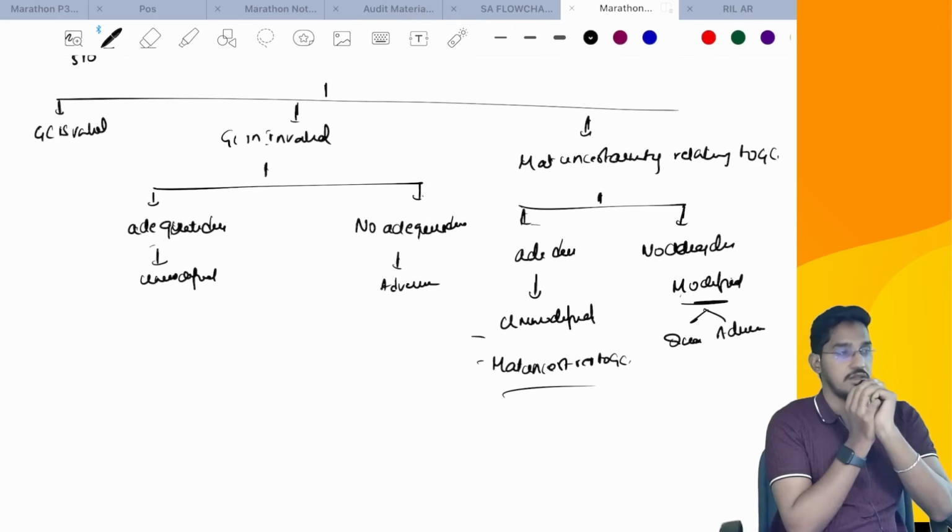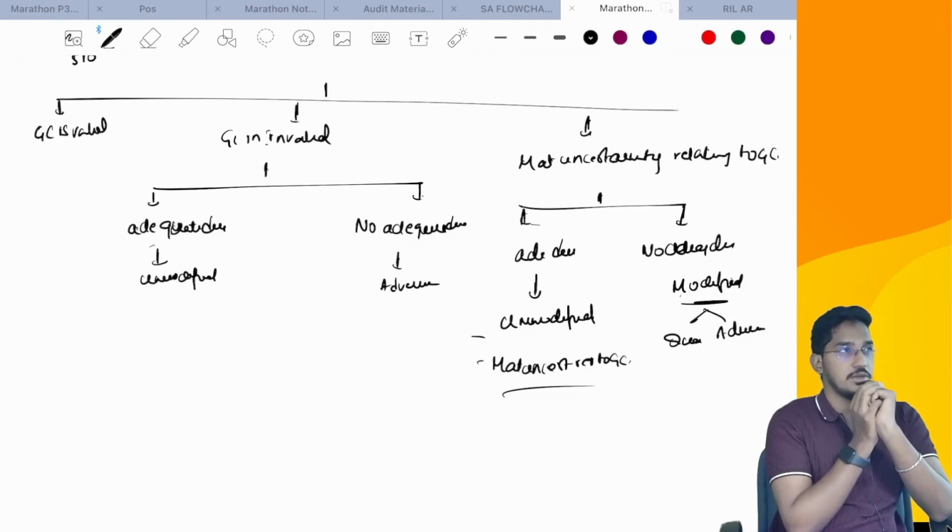Here also, what they say is yes, if the management tries to do something regarding the going concern, it is definitely material and pervasive. But here, why they have told qualified and adverse is depending on the severity of the material uncertainty, we have to decide it. Depending on what?